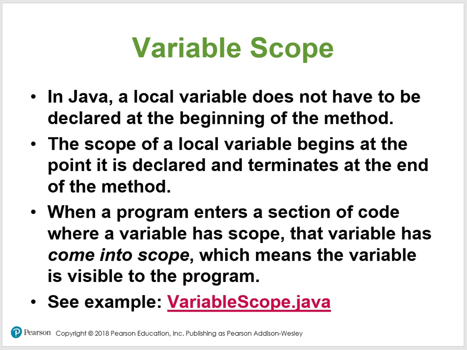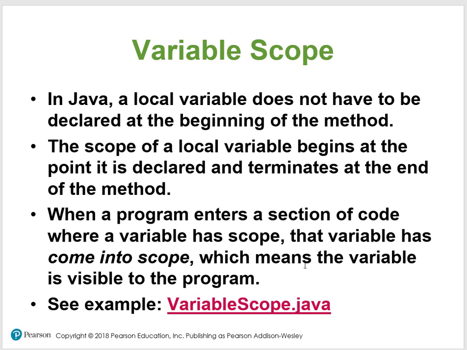Now, the problem I just went over with you is the variable one, the scope of the variable. In Java, a local variable does not have to be declared at the beginning of the method. The scope of the local variable begins at the point it is declared and terminates at the end of the method. So when a program enters the section of code where the variable has scope, the variable comes into scope, which means the variable is visible to the program.